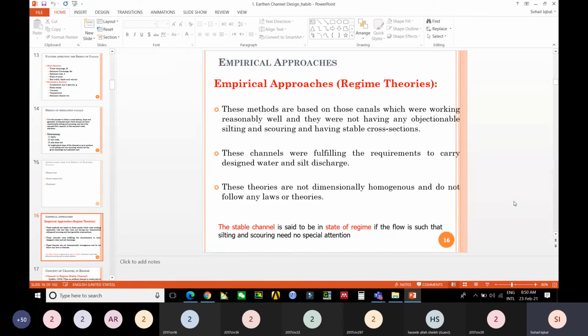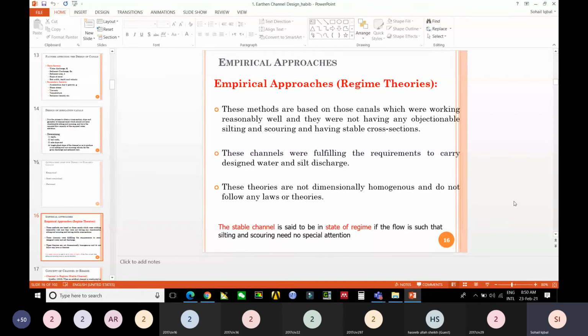So these are not dimensionally homogeneous and do not follow any law or theory. Because any scientist gives a theory from their own side, it does not follow any theoretical part or any laws. So we cannot rely on these theories. You can take that knowledge to improve your abilities or skills, to see how they achieved this conclusion. So you can take that knowledge but cannot implement it directly into your design.